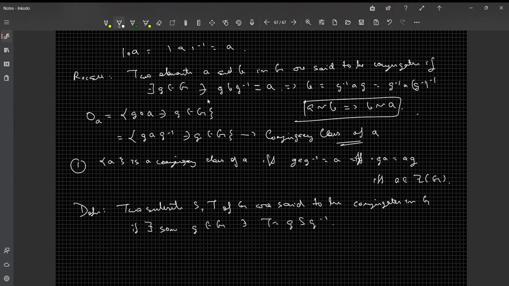So if you define this, then what is the stabilizer of the whole set capital S? It is the set of elements small g in capital G such that gSg⁻¹ is nothing but capital S itself, right? But if you recall the definition of the normalizer, this is nothing but the normalizer of S in G. Clear?